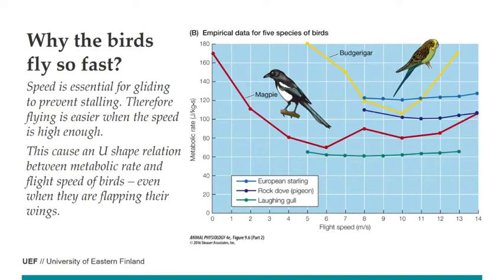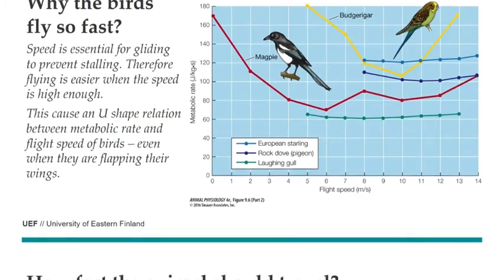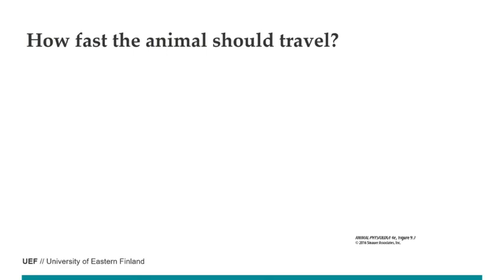So the metabolic rate is decreasing when the speed is increasing, but later on, when it's flying very fast, then they need more energy. And this doesn't only mean that they are gliding, but also when they are flapping their wings. So that means we have different energy consumption, and it matters either when we want to travel a long distance or when we want to fly for as long as possible.